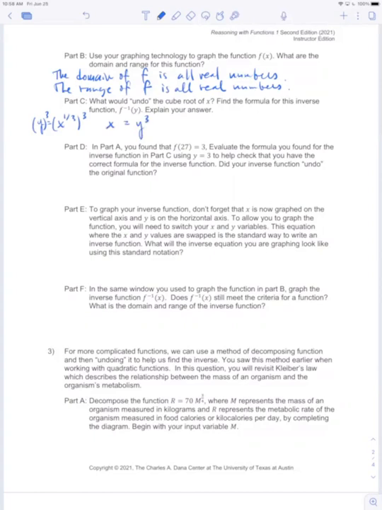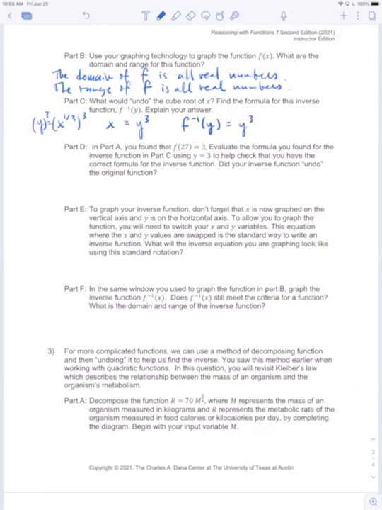So instead of x equals y cubed, we would write f inverse of, well, the normal notation is x, but for right now, we'll just keep it at y for this step here. f inverse of y is equal to y cubed.